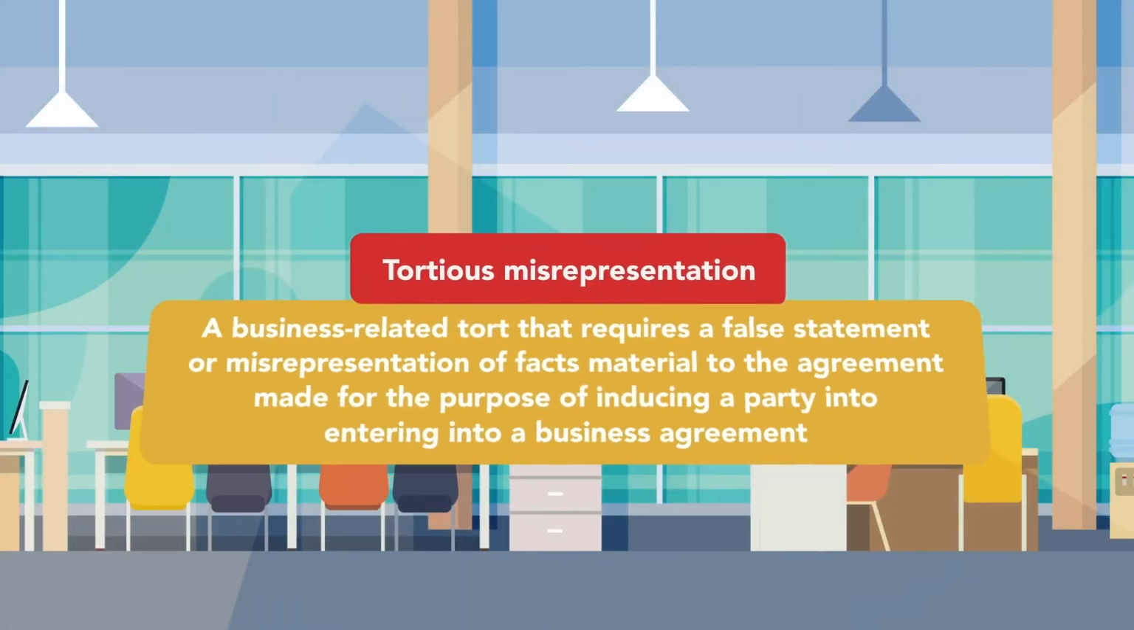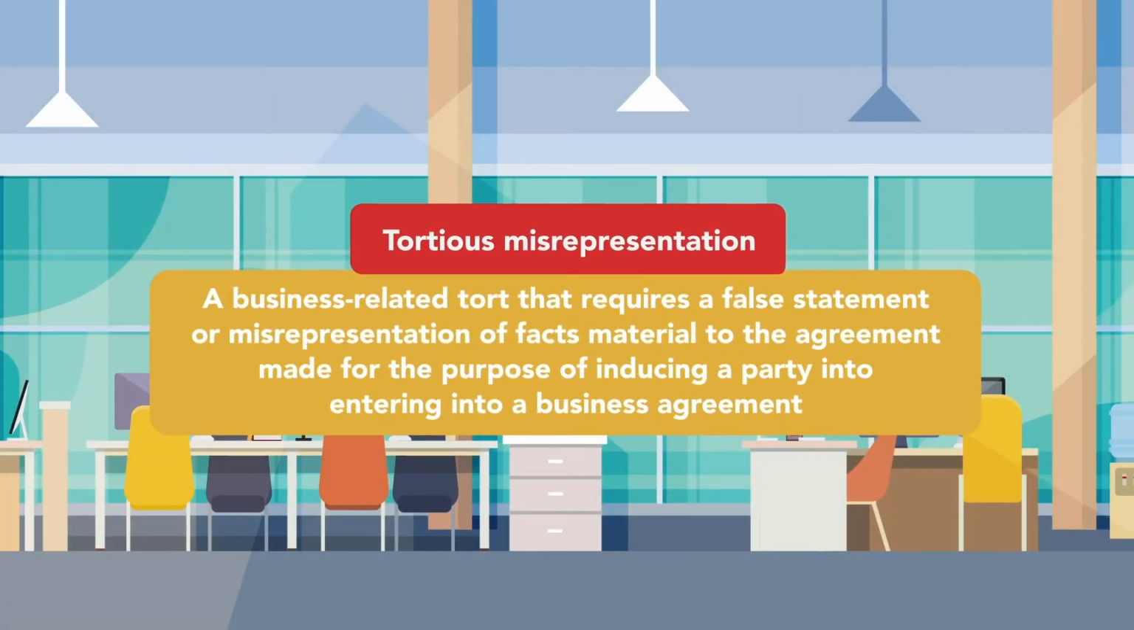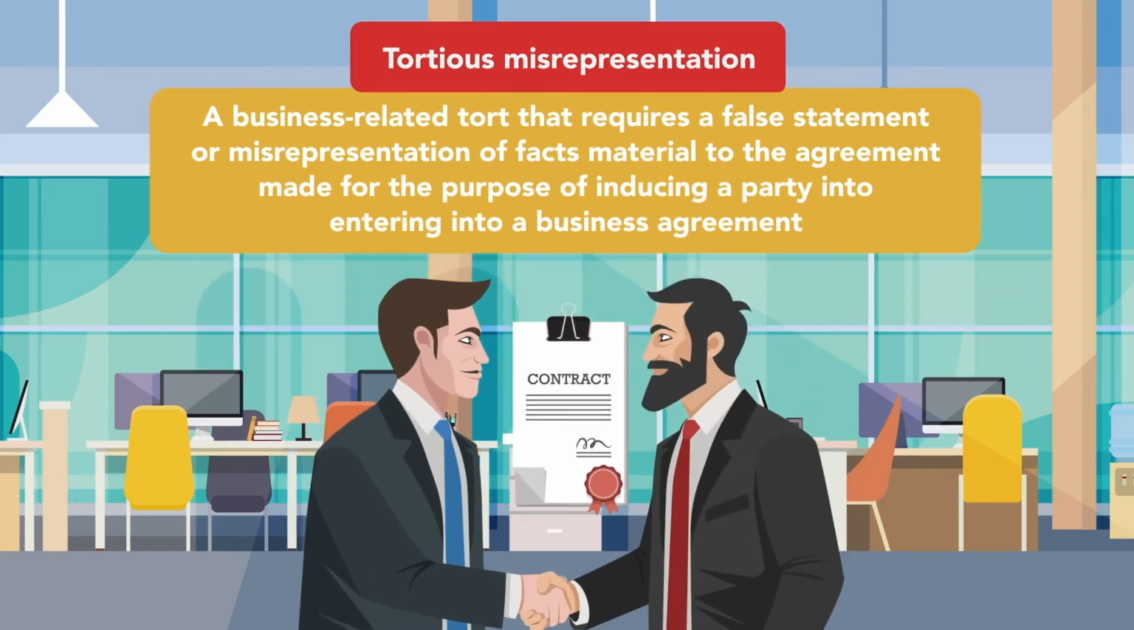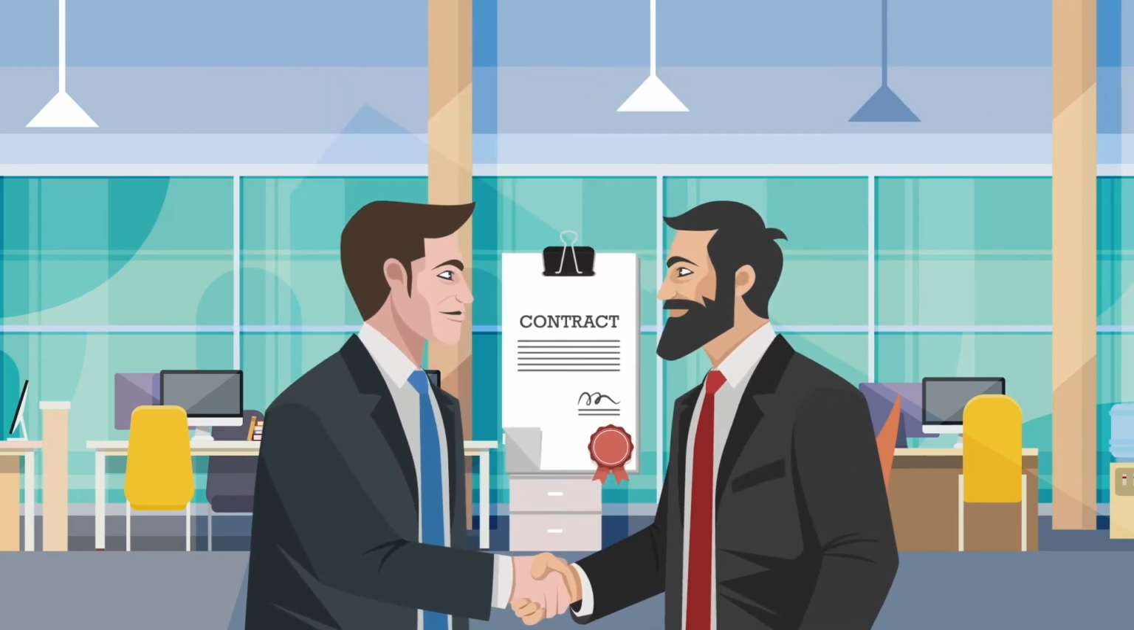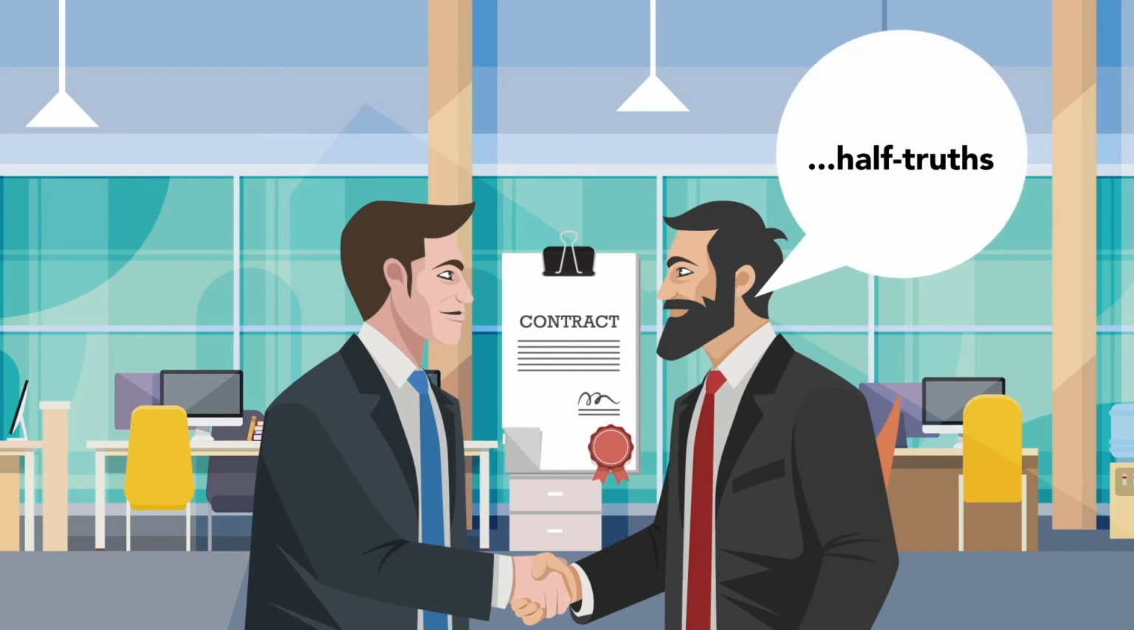Tortious misrepresentation is a business-related tort that requires a false statement or misrepresentation of facts material to the agreement made for the purpose of inducing a party into entering into a business agreement. The misrepresentation can take various forms, including the telling of half-truths and even silence in some cases.